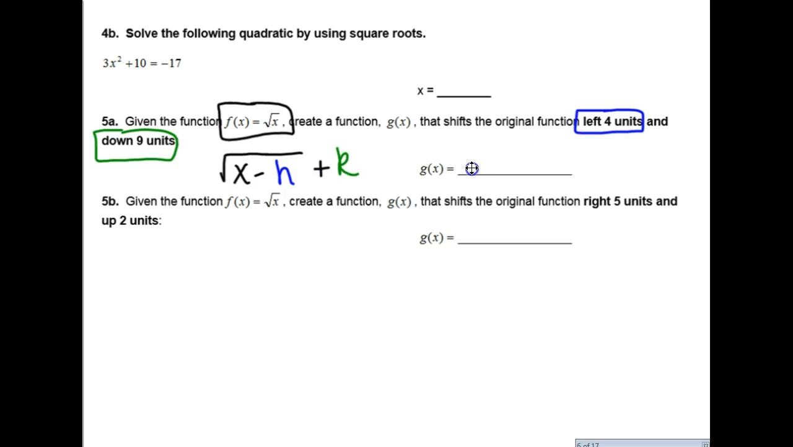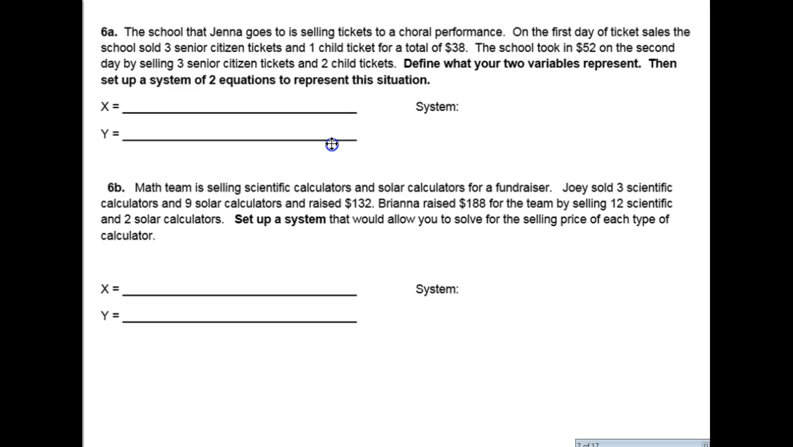So for us, going left 4 units means that underneath the radical, because remember the formula is x minus, so when you do a negative 4, that changes to a plus 4. And then down 9 units would be minus 9. So I don't really care how you get there, but remember, you have a graphing calculator, so if you're on the test and you're feeling like maybe you did that backwards, I would check it on your graphing calculator.